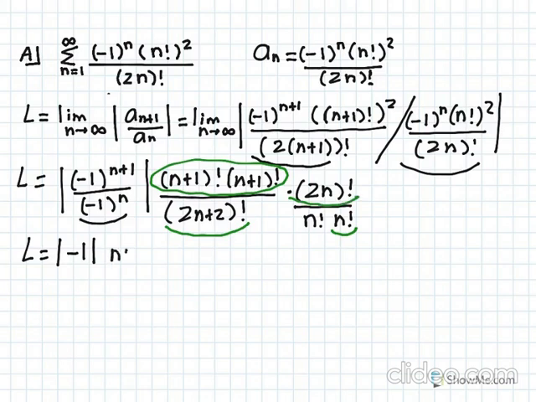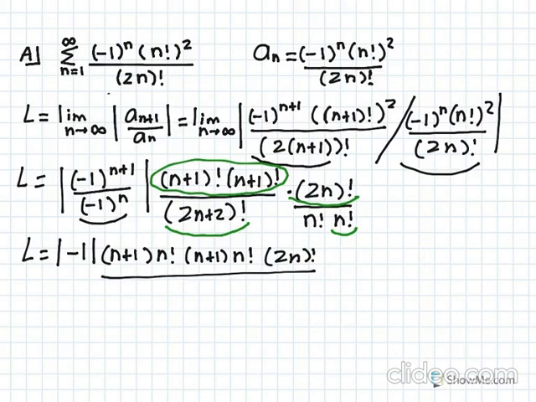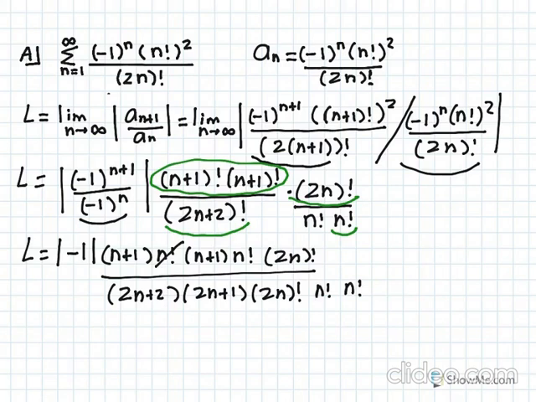So we have n plus 1 times n factorial times n plus 1 times n factorial times 2n factorial, divided by 2n plus 2 factorial, which we simplify as 2n plus 2 times 2n plus 1 times 2n factorial, and we have n factorial times n factorial. Now we simplify. N factorial in the numerator cancels with n factorial in the denominator. Another n factorial cancels between the numerator and denominator. 2n factorial in the numerator cancels with 2n factorial in the denominator.